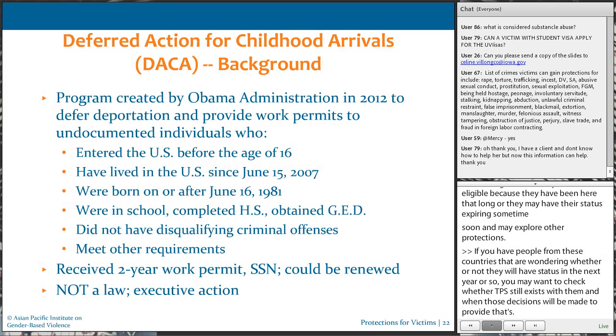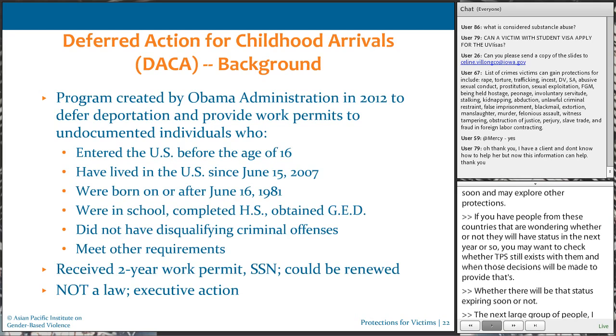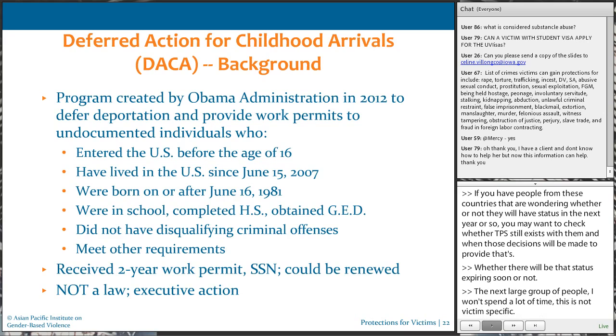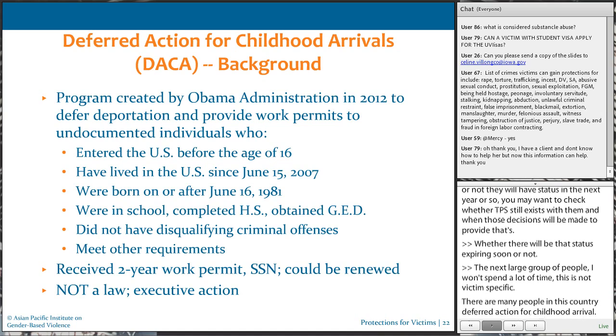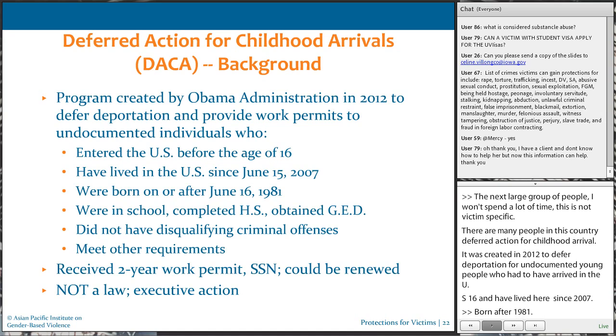Okay, the next large group of folks, and I'm not going to spend a lot of time on this, is not victim specific, but it's what's getting all the news right now: deferred action for childhood arrivals. The original program was created in 2012 to defer deportation for undocumented young people who had to have arrived in the United States before age 16, have lived here since June of 2007, and been born after 1981. There are a lot of people who may be eligible for deferred action but never applied, and my understanding is that in the API community there are a lot fewer people who applied than are eligible.